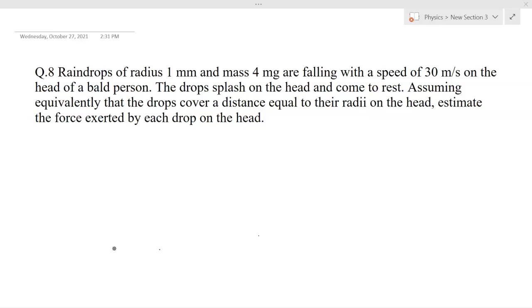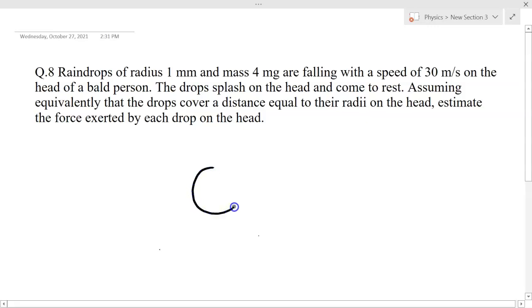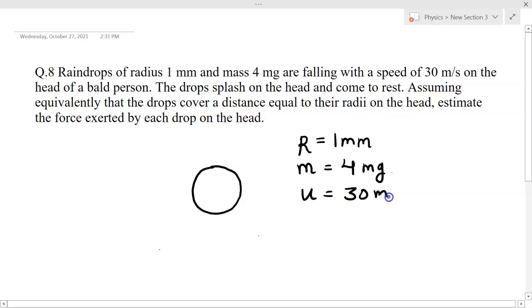So we have been given that the raindrops are there. Okay, let's say this is a raindrop, and the raindrop's radius is 1 mm and mass is 4 mg, and the speed with which it is falling is 30 meter per second. So these are the given quantities.